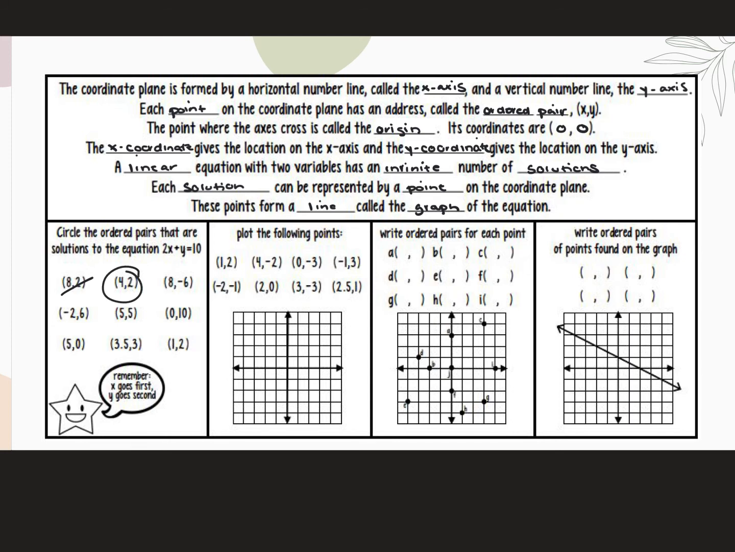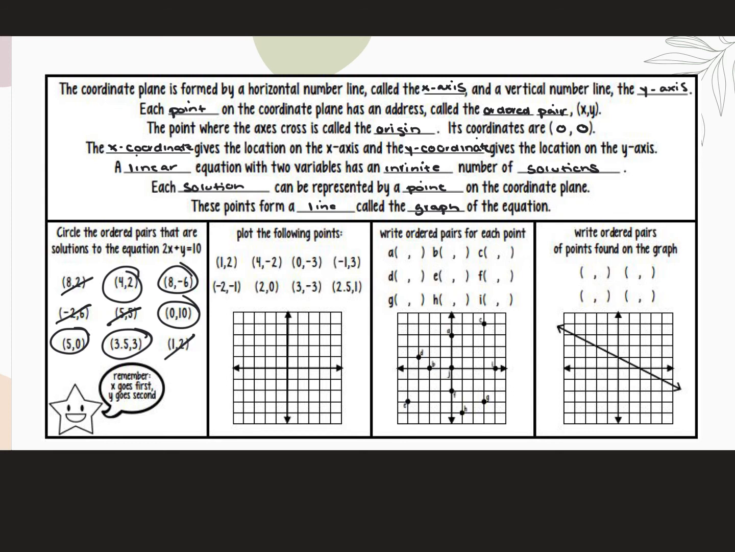We have 8 and negative 6. So if we plug in 8 for x and negative 6 for y, we get 10. Negative 2, negative 6 does not work. 5, 5 does not work. Plugging in 0 for x and 10 for y works. All right. 5, 0 works. 3, 5 works, and 1, 2 does not. So all you're doing is evaluating the expression. When x is equal to a certain number and y is equal to a certain number, do we get 10?